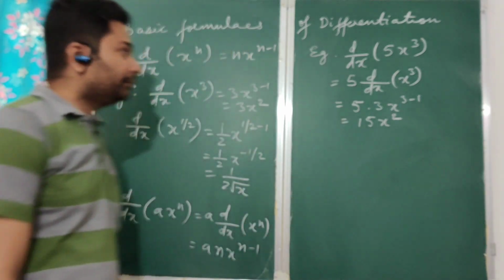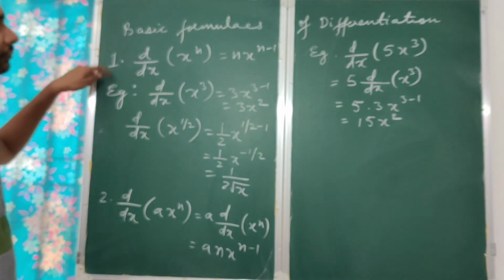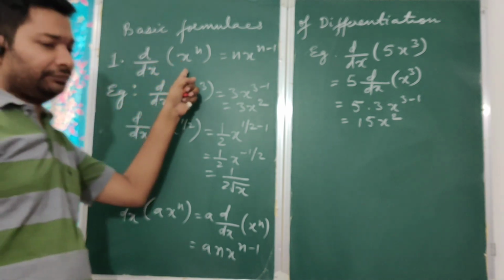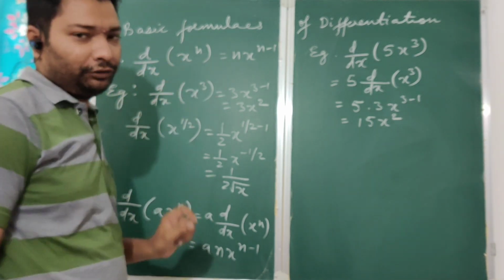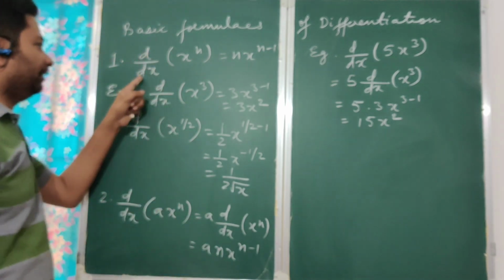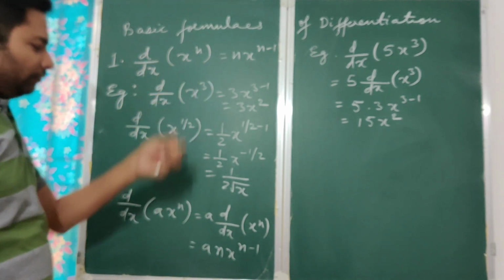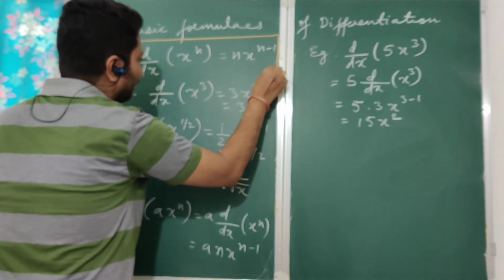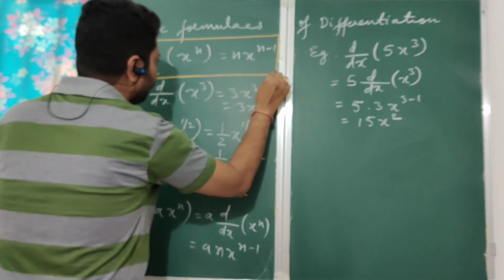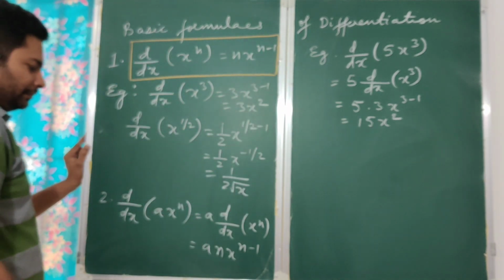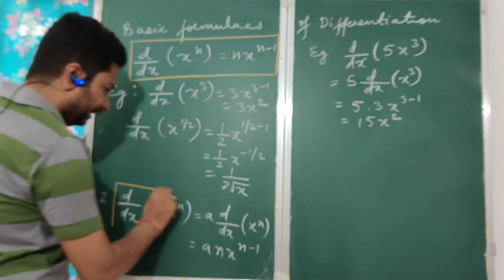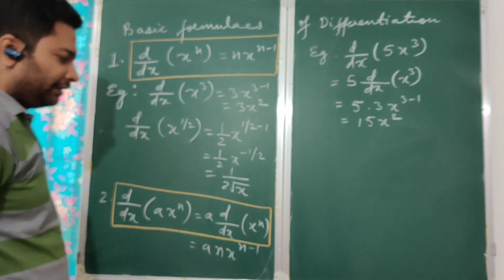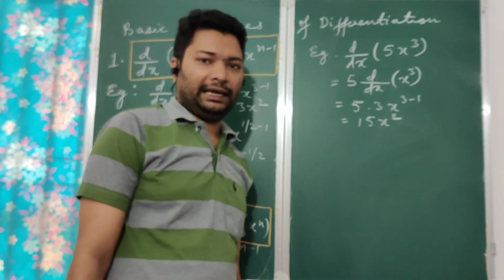So is it clear to everyone? This is the first formula for any function of the form x to the power of n. When you differentiate with respect to x, d by dx of x to the power of n is n x to the power of n minus 1. And the second one is d by dx of a x to the power of n is a times d by dx of x to the power of n.